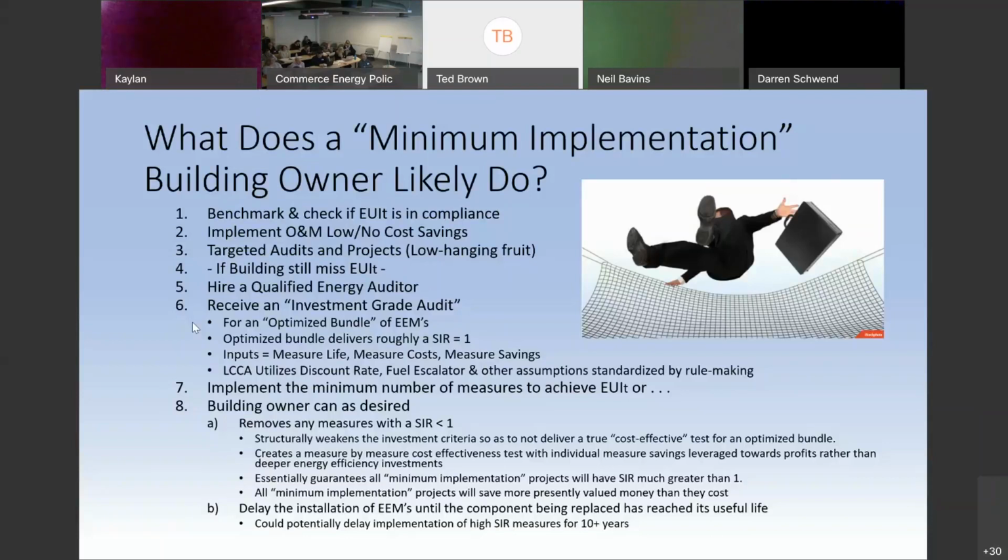Or you say, I'm not going to hit my target, and it's cheaper to do the cost criteria, the investment criteria. And so then you're going to go forward, and you're going to remove all the energy efficient measures that have a greater than 1 savings to investment ratio, that's going to structurally weaken the cost test. This is no longer an optimized bundle of measures savings to investment ratio test. It is an individual measure savings to investment ratio test. And then beyond that, you can delay the implementation of any projects that may have a high savings to investment ratio, but would replace a product that is deemed to have a remaining useful life in the building. So I think there is a fairly significant safety net established around the cost criteria in this bill.